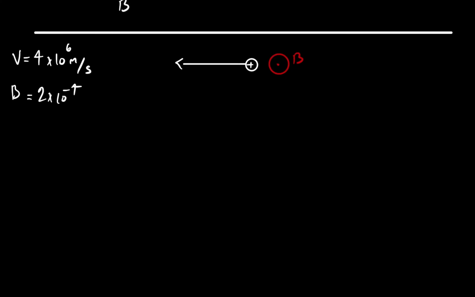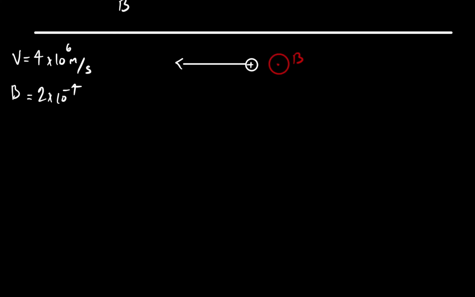Let's say, for example, we have a proton that moves east with a speed of, let's say, 4 times 10 to the power of 6 meters per second. So we have a proton, which is a positively charged particle, that is moving to the east with a speed of 4 times 10 to the power of 6 meters per second. This proton is moving in a magnetic field that is directed into the page. So we have a magnetic field that is directed into the page with a magnitude of 2 times 10 to the power of -4.